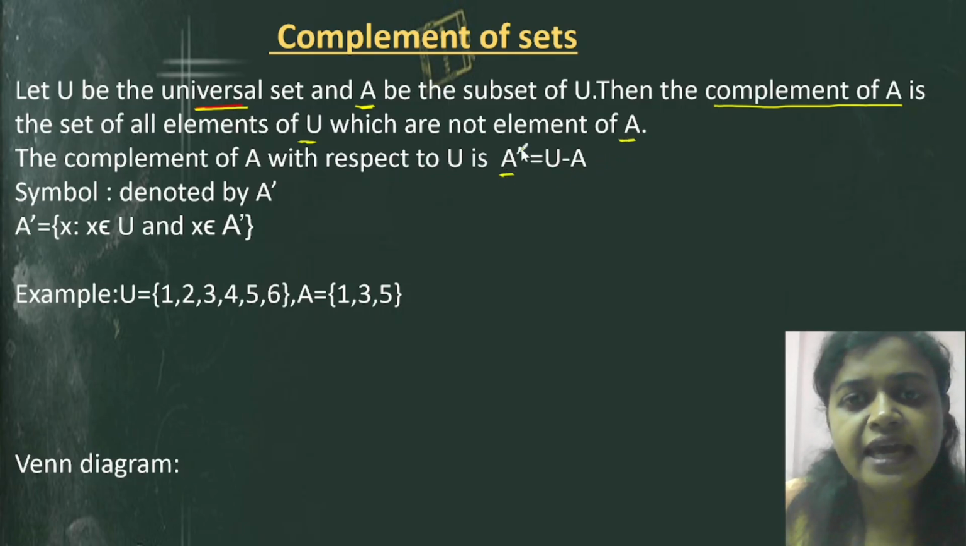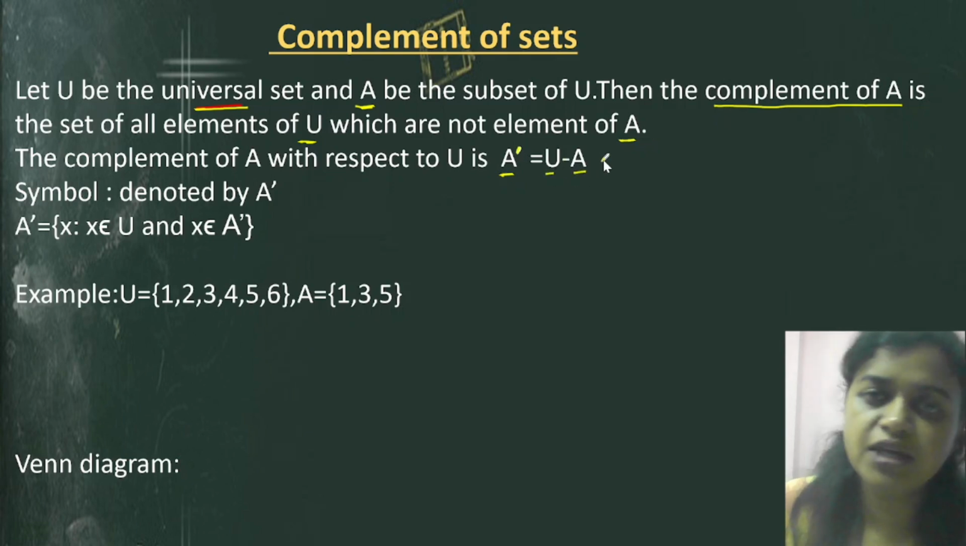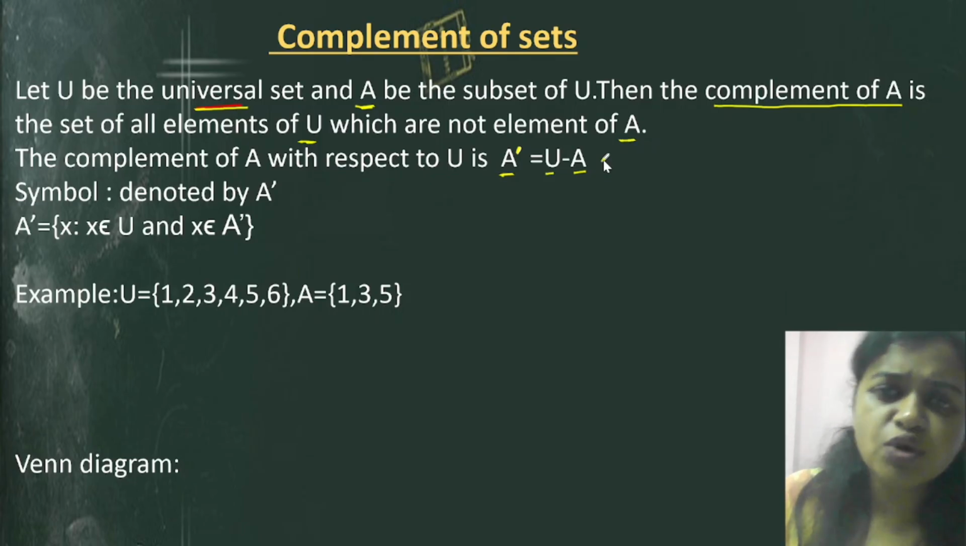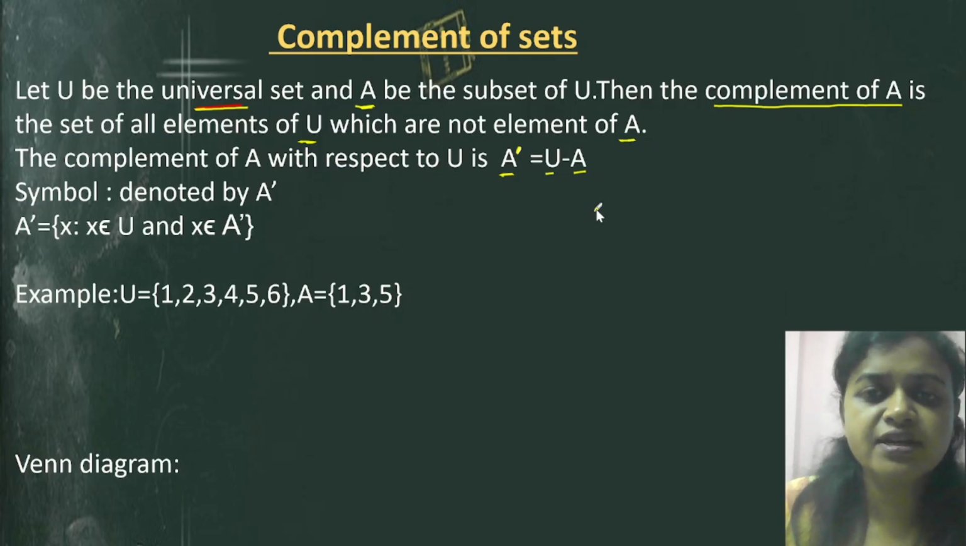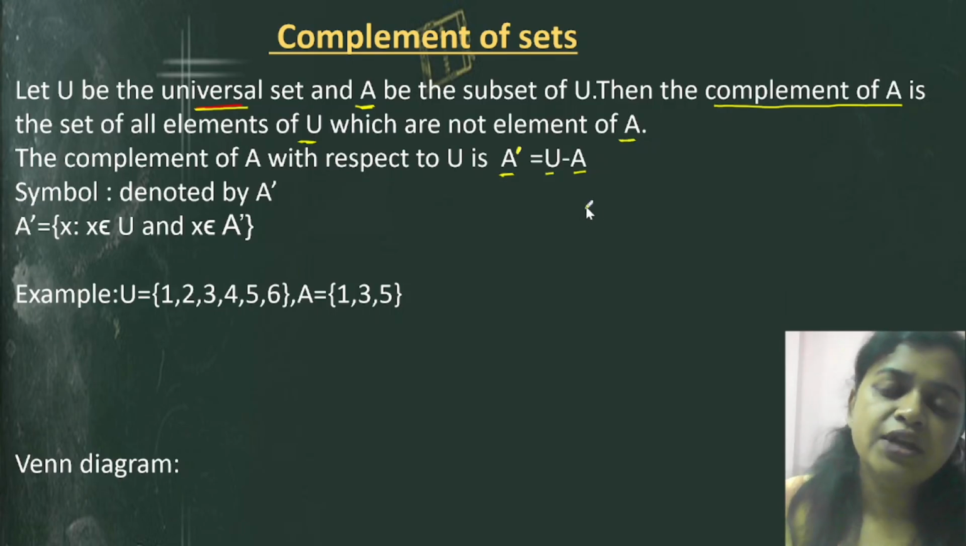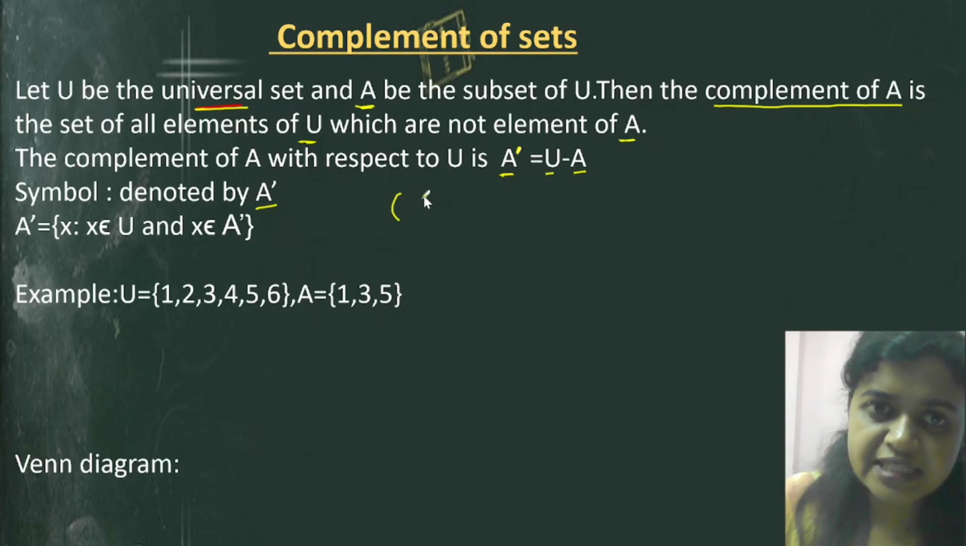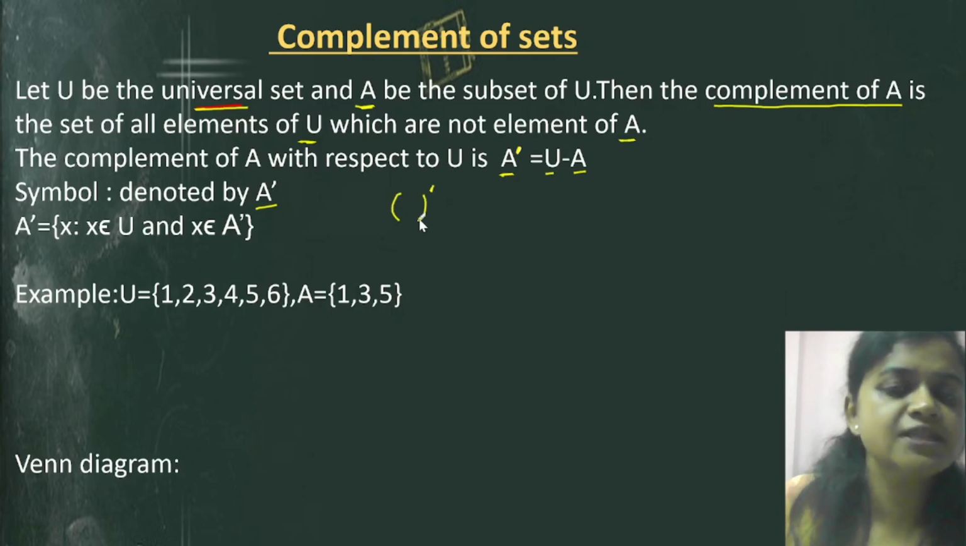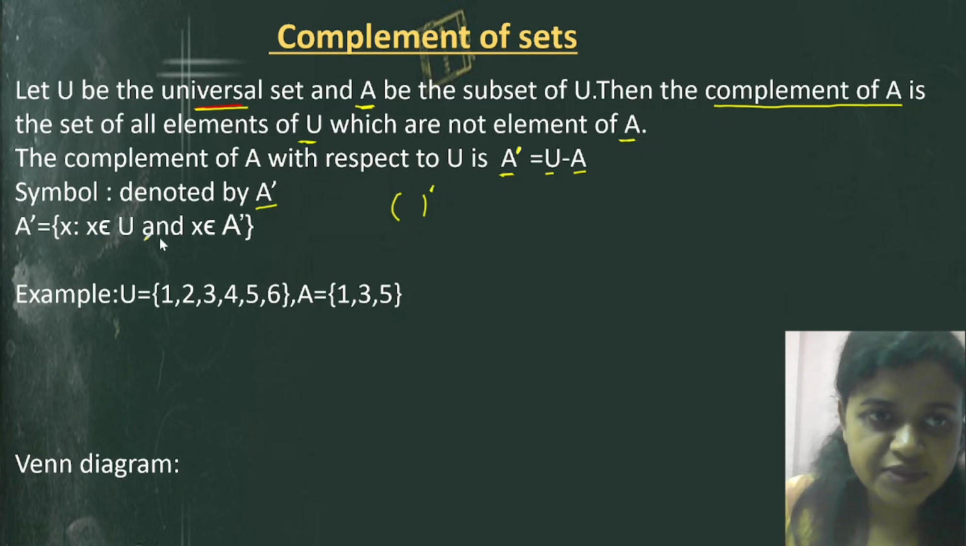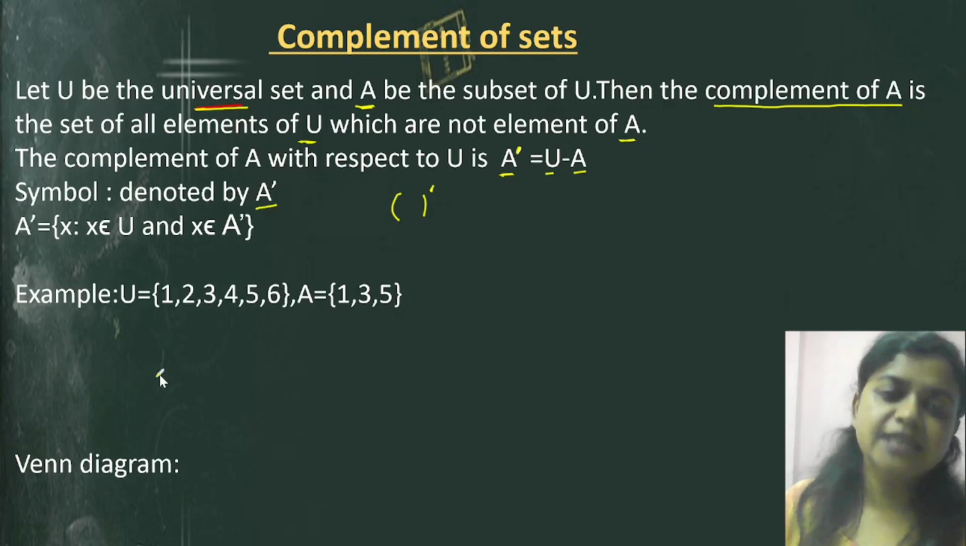So you can write A complement equals U minus A, and we know how to find the difference of sets. We already learned in the previous exercise how to find the difference. If you don't know, you can check the video and learn the concept. The symbol is denoted by A complement. Any complement of a set we can denote by the certain set and a dash, and this is read as complement of the certain set. And A complement equals X such that X belongs to the universal set and X does not belong to A.